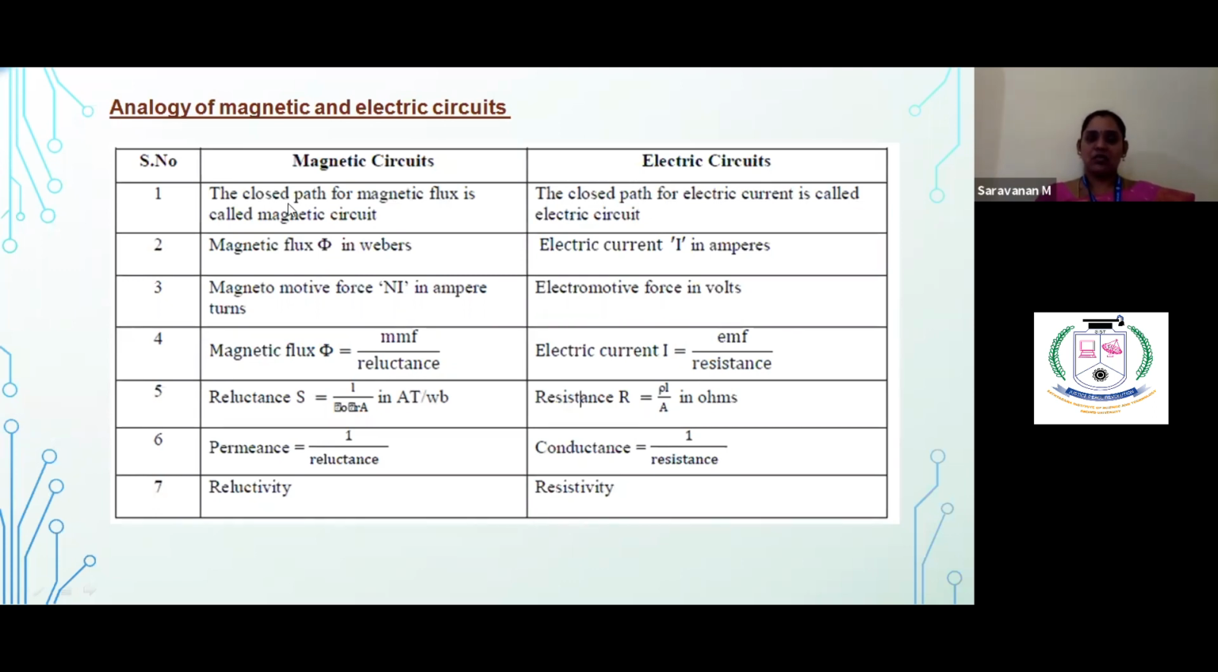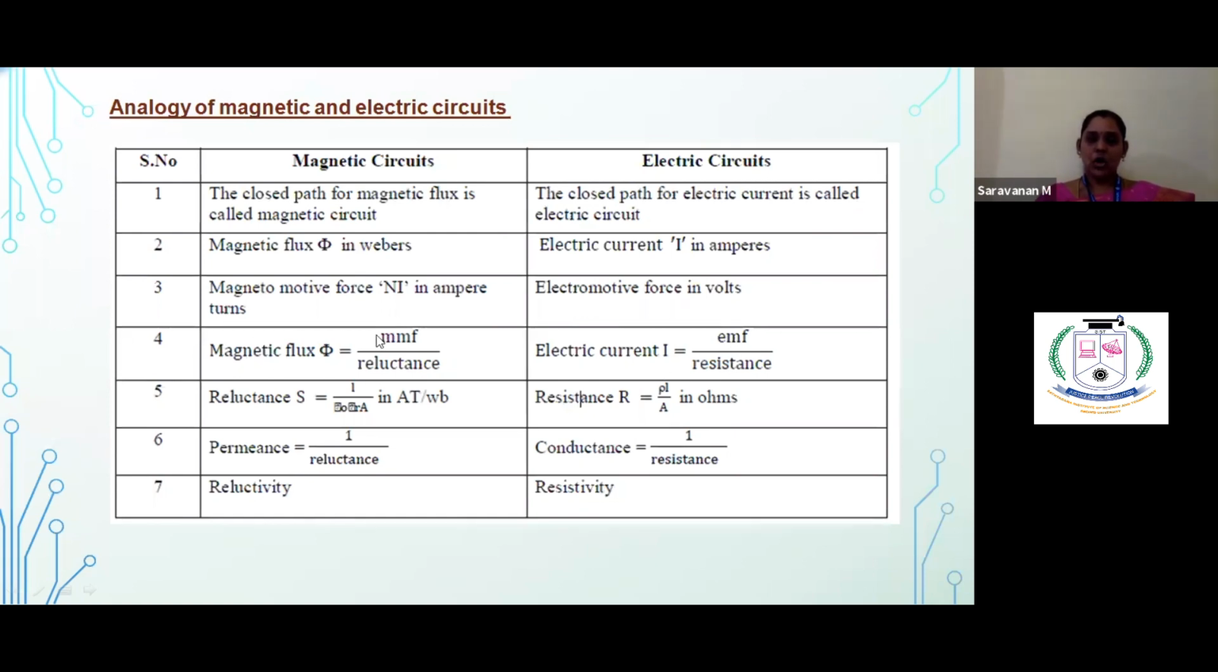In a magnetic circuit, we have a closed path for the magnetic flux to be set up. In the case of an electric circuit, when you have a closed path, electric current starts flowing through it. Here flux is denoted by phi in terms of weber, but here it is electric current I in terms of ampere. You have the MMF, the magnetomotive force, N into I. But in electric circuits, you have the EMF, electromotive force, in terms of volts. Your magnetic flux phi is MMF by reluctance, and here electric current I is EMF by resistance.